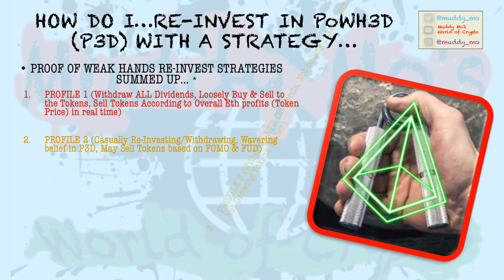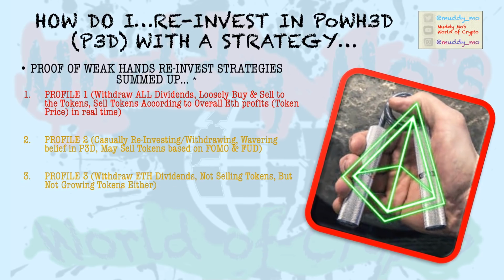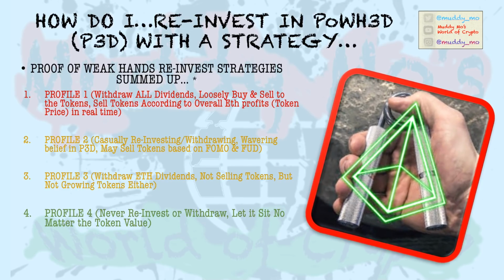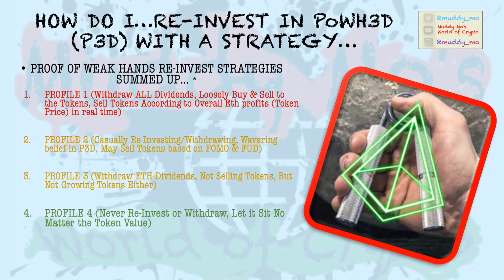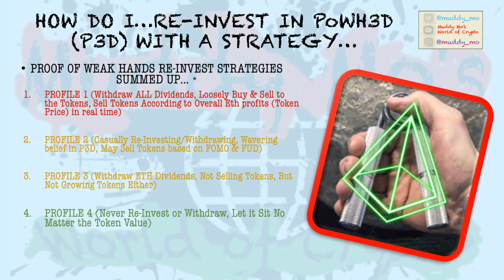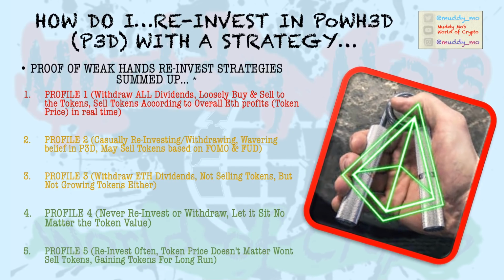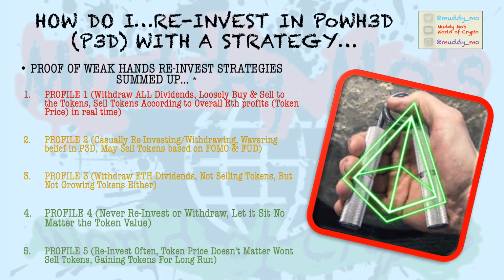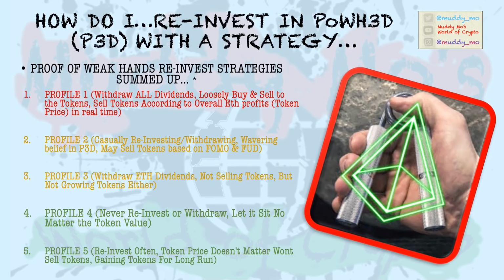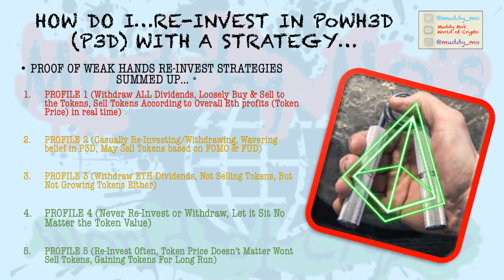They have a wavering belief in P3D, and they may sell their tokens on FOMO and FUD. We also talked about the third profile type. They withdraw their ETH dividends. They don't sell their tokens, but they're not growing them either. They're just sitting there, kind of being boring. The profile 4 type, the deep money bag type, sit back, throw their money in P3D, and just let it grow. They don't care about the value of it. They're just throwing it in there and going to check it in some years probably. And then we got the profile 5 type. This is the one that's paying attention and that's in this thing for the long term. They're not thinking about the ETH right now. They're thinking about the tokens. They're thinking about the overall growth that this market can see over time. As crypto grows, P3D will grow. That's me right there, making it rain. Making it rain.